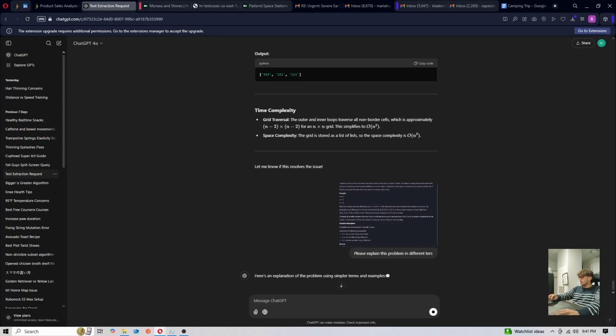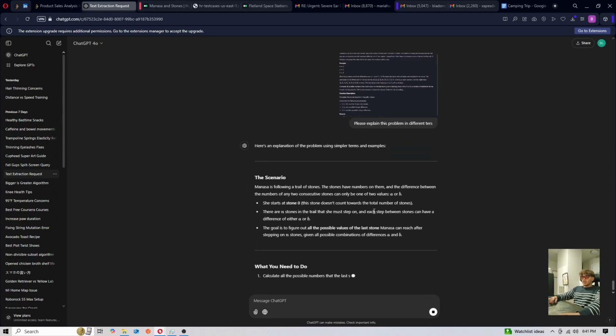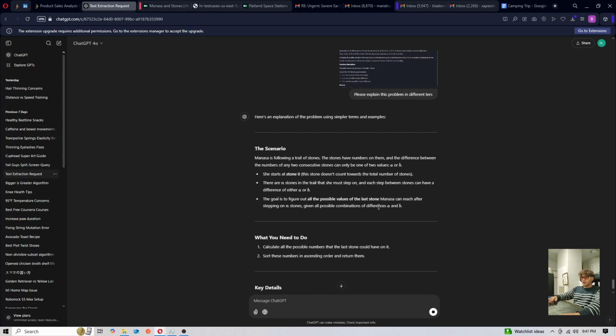So that question I did not believe was very clear as to what it was asking me. So we will be looking at a different one, and asking for more clarification. Manasa is following a trail of stones. The stones have numbers on them. The difference between the numbers of any two consecutive stones can only be one of the following two values, A or B. She starts at stone 0. The stone doesn't count towards the total number of stones. There are n stones on the trail that she must step on. Each step between stones can have a difference of either A or B. All the possible values of the last stone.